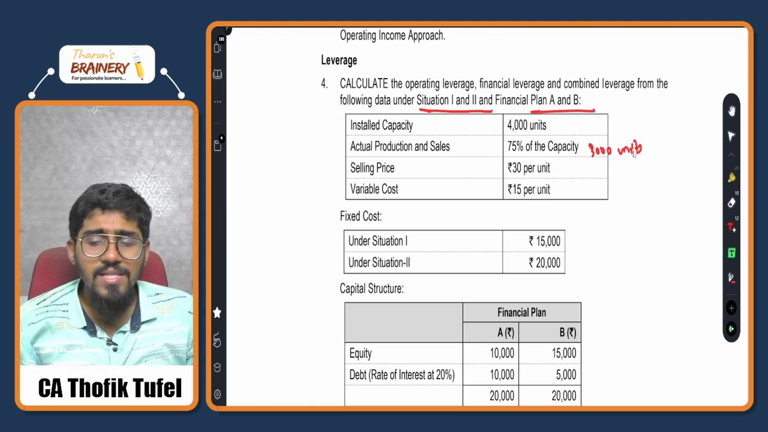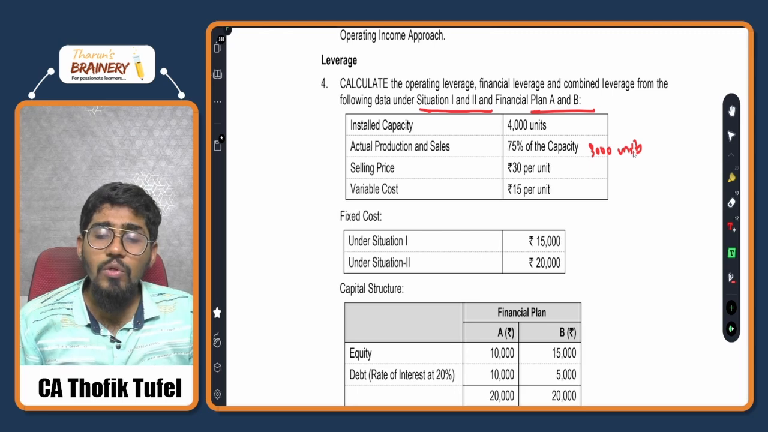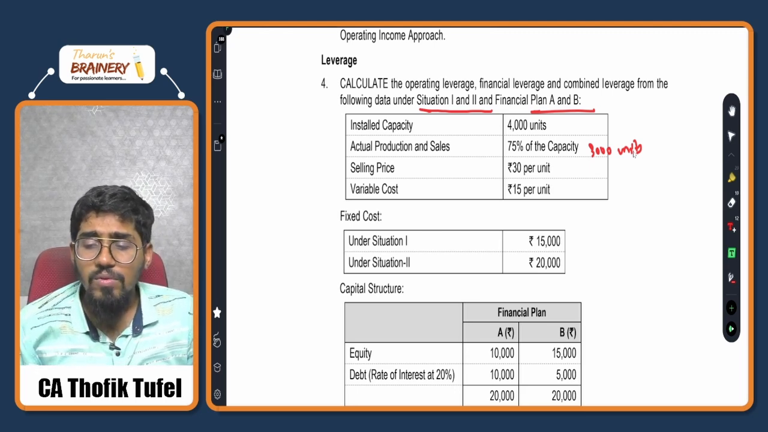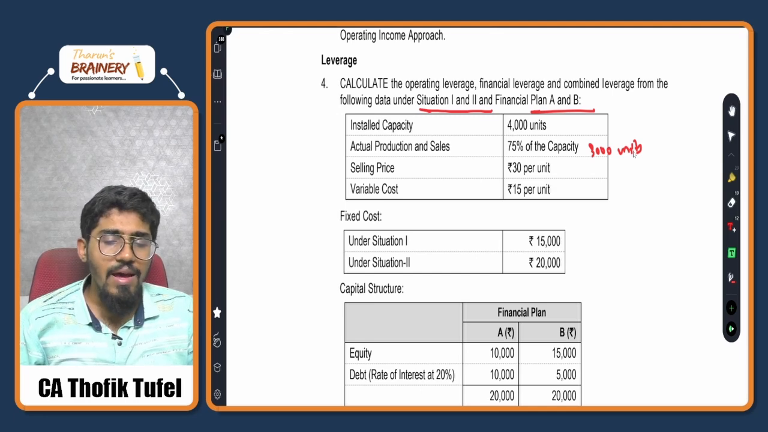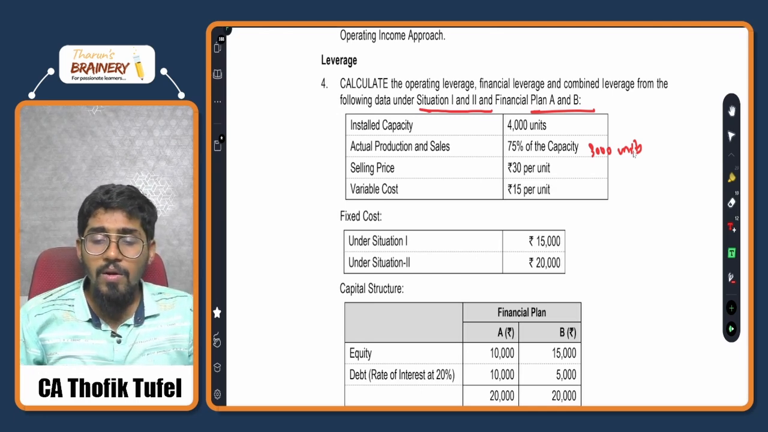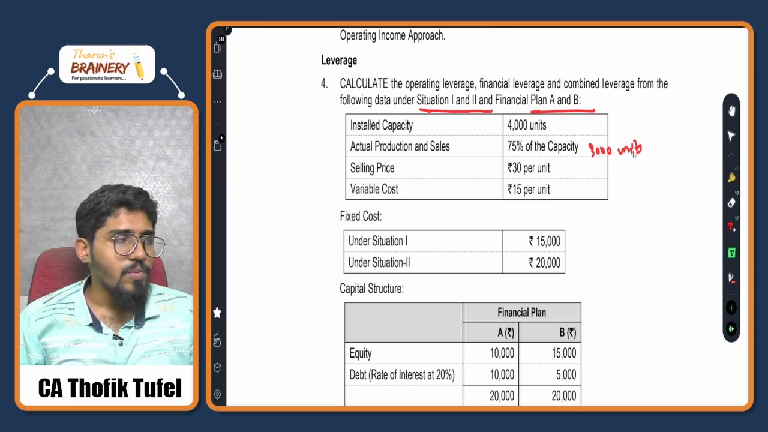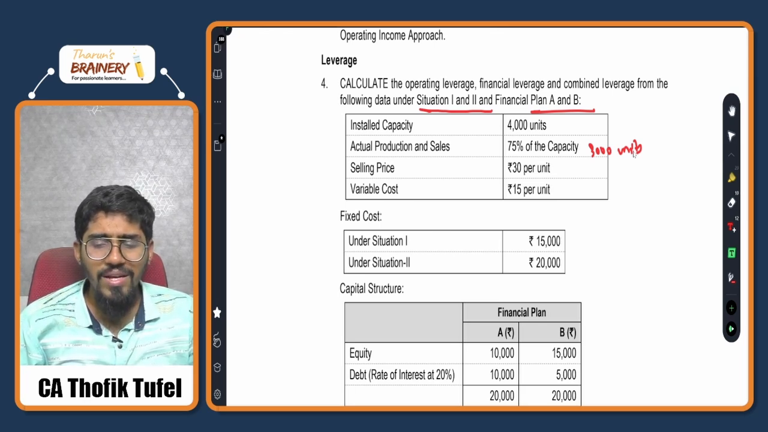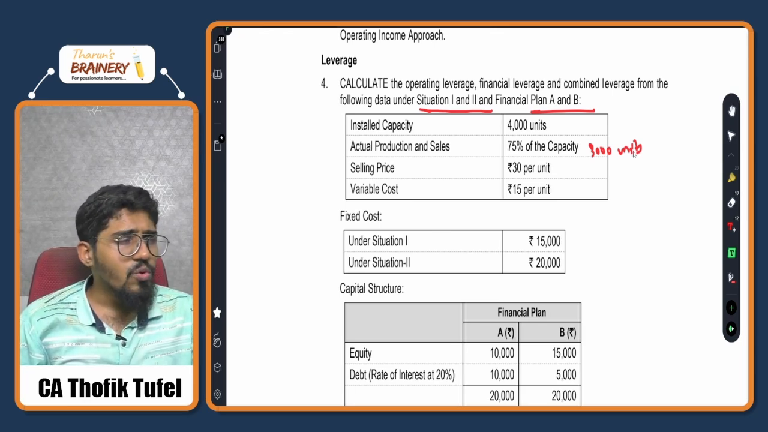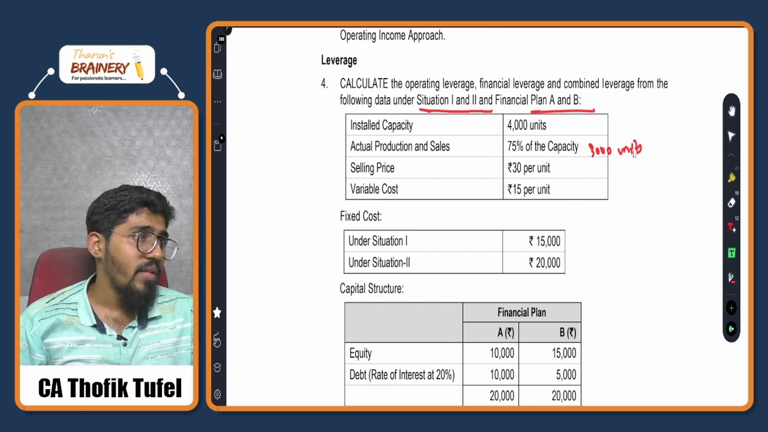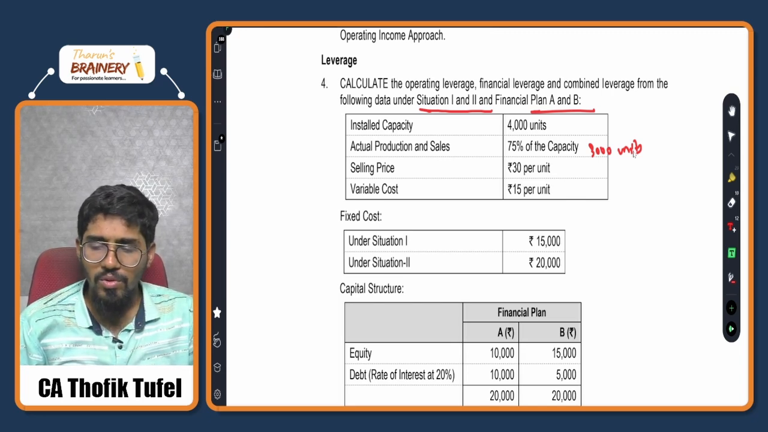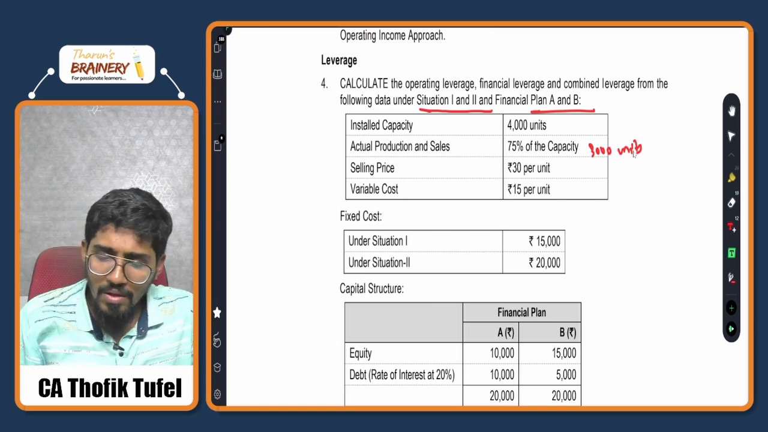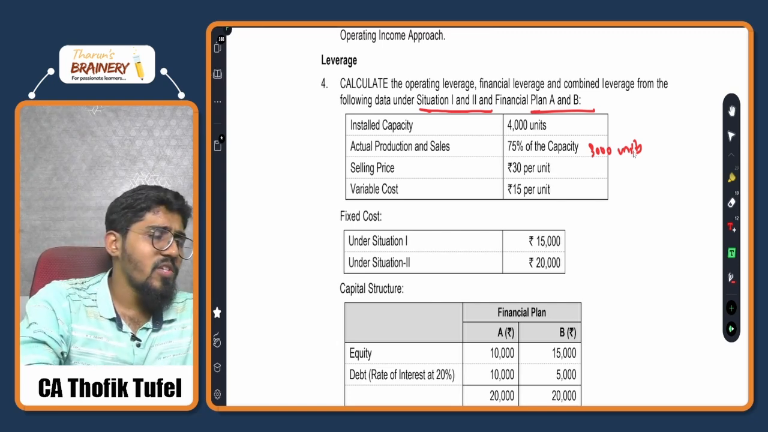30 rupees is my selling price. So 3,000 into 30, 90,000 rupees is my sales value. 15 rupees is my variable cost. Now for fixed cost, I have two situations, situation 1 and situation 2. So which means two fixed costs are there, so two operating leverages will be there. Correct? 15,000 and 20,000 rupees. So this is called the cost structure of the company.